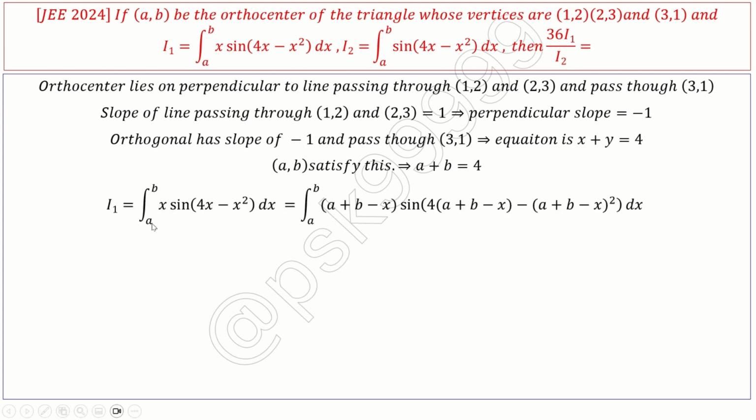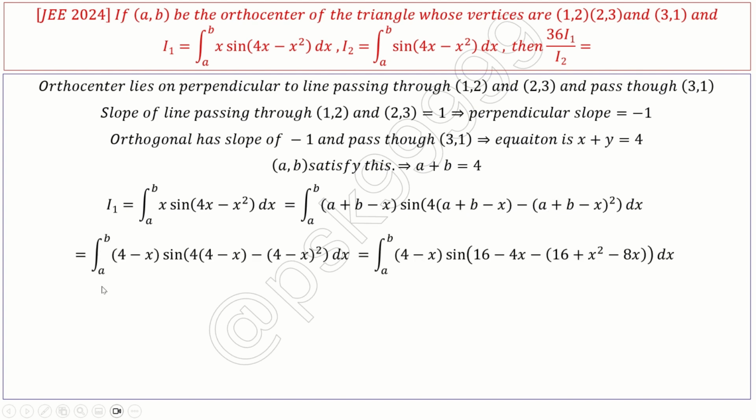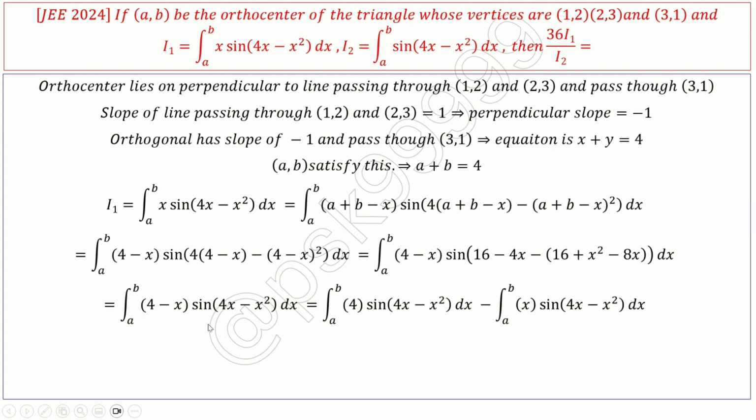So this is my I1, integration from a to b x sine of 4x minus x square dx. If I substitute that, integration from a to b of a plus b minus x into sine of 4 times a plus b minus x minus of a plus b minus x whole square dx. Now this is nothing but 4. So my integration will become simple now. Integration 4 minus x into sine of 4 times 4 minus x minus 4 minus x whole square. You expand this carefully here. Okay, I did here, and then simplify, what you will get actually is very interesting. You will get integration from a to b of 4 minus x into sine of 4x minus x squared dx.